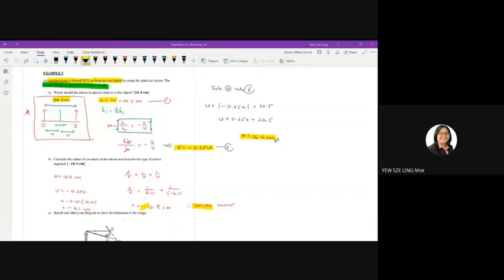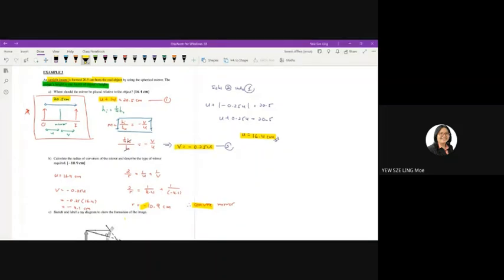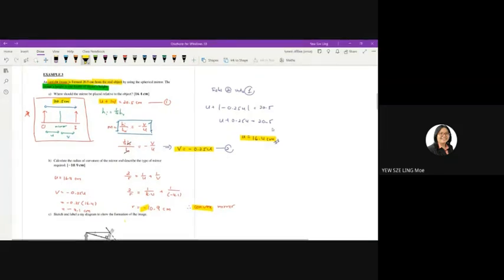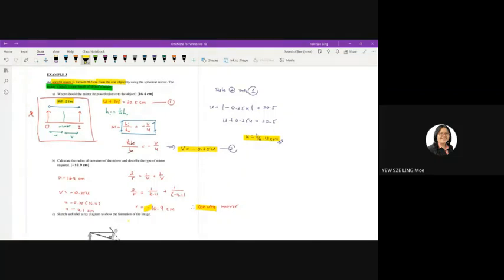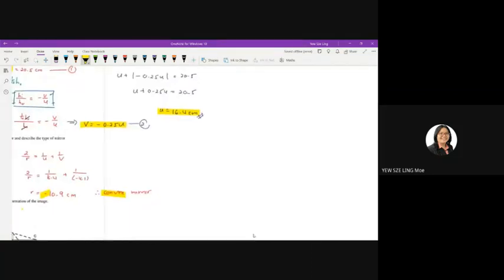So focus more on question A. Question A is usually the question that students cannot answer. Question B is very simple. Question C is basically the same for every case. Once you know that it is a convex mirror, then you have only one answer. All right, now let us discuss example 4.